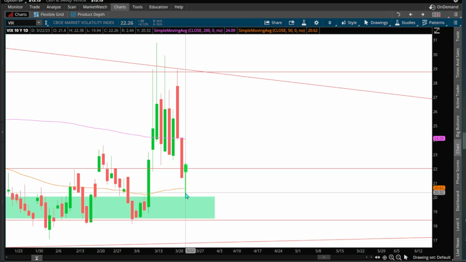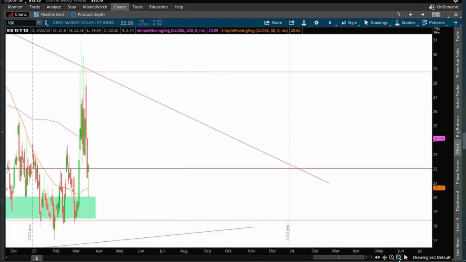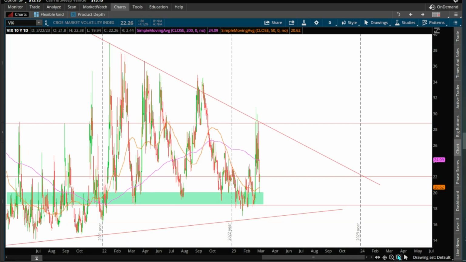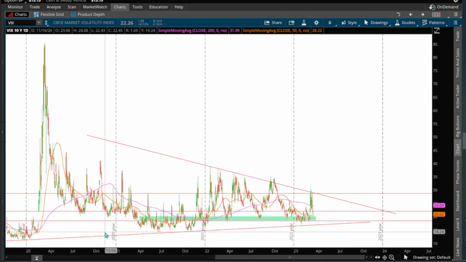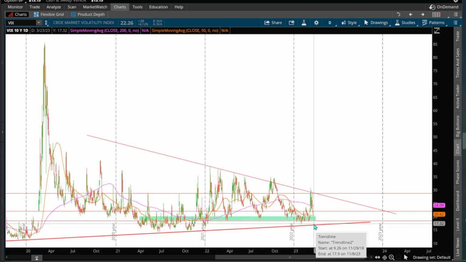I'm not too sure what's going to go on with the VIX. It's been pretty crazy lately, but it also would not surprise me if we just went deeper down and we retested this trend line all the way down here. Let me zoom out a little bit more so you guys can see that. So it would not surprise me if we went back and we hit this right here. That would not surprise me at all.